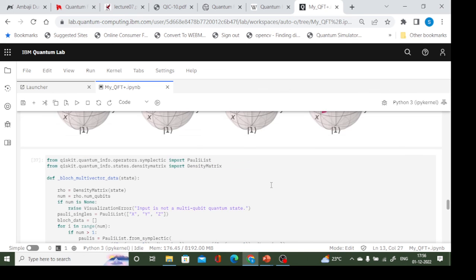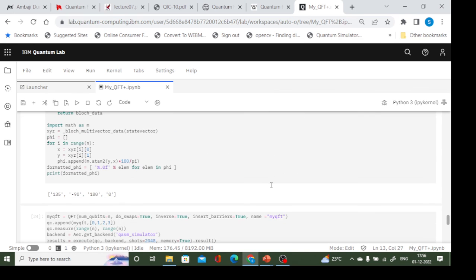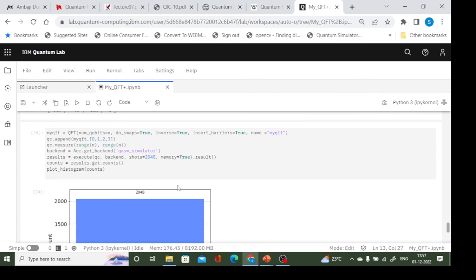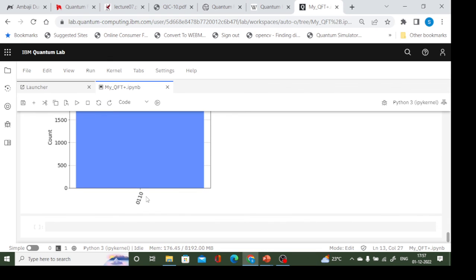Now, to this state, if you do the inverse, we are supposed to get our original state of 0, 1, 1, 0, correct? So that's what we'll do. QFT we will call, but this time with inverse equal to true, and when you do that, you will get 0, 1, 1, 0. Great. Right, now we know how to do QFT. We know two methods of doing QFT, right?